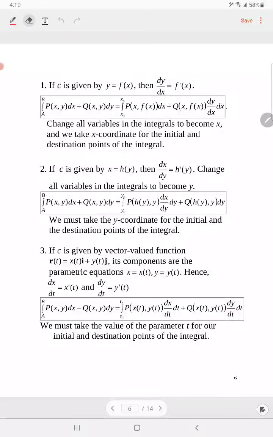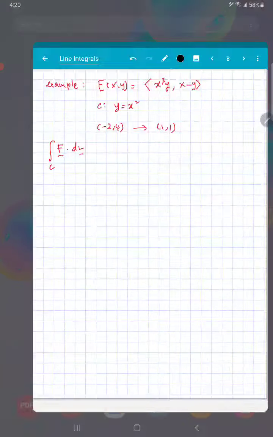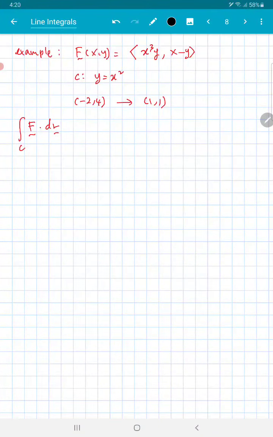So what we need to do is we're going to use case number 1, where we need to change everything in terms of x. Y here must be changed into x, and so is dy dx. And for the limits, we're going to use the x coordinate of the initial and the destination points. Okay, so here we have our vector field F and our curve C.